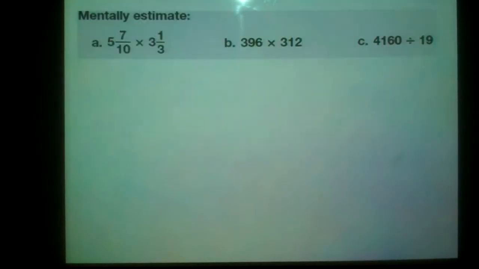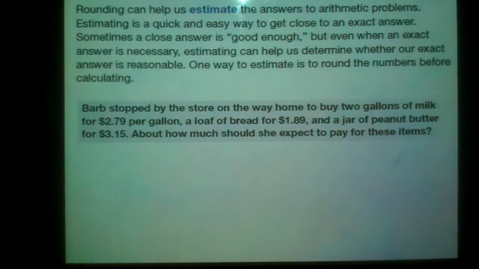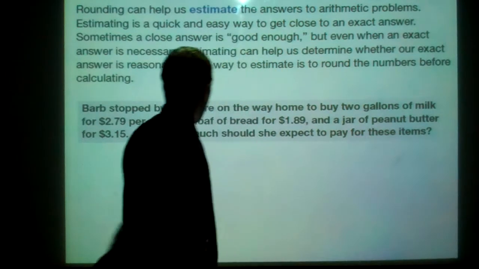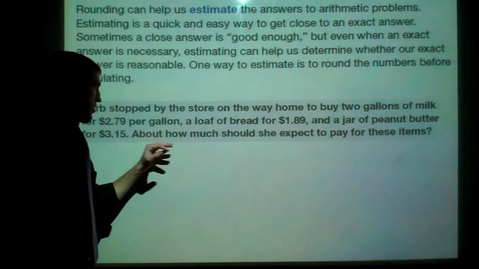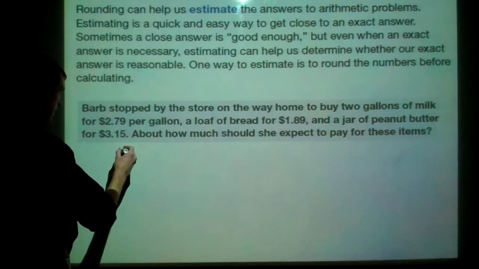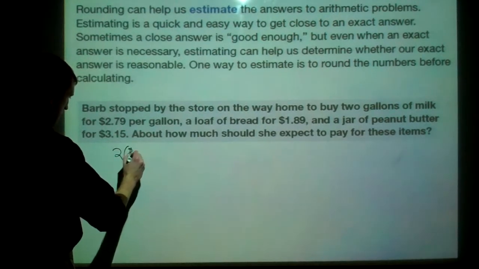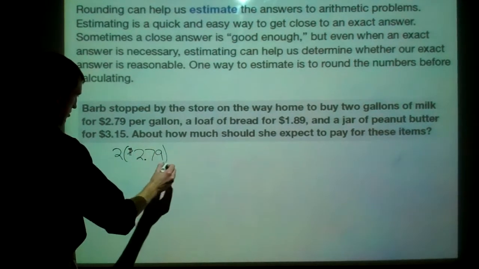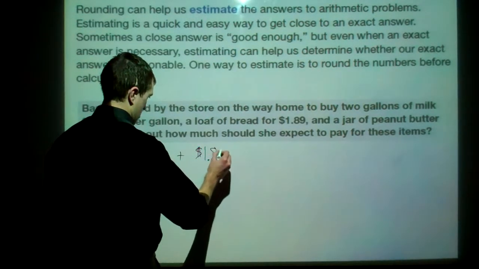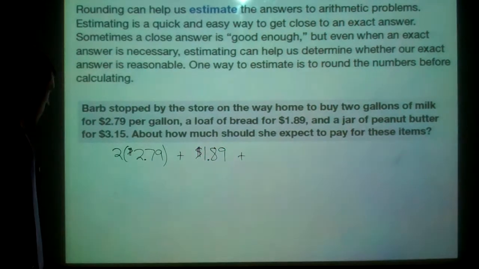So if we look at this here, it says Barb stopped by the store on the way home to buy 2 gallons of milk for $2.79 per gallon, a loaf of bread for $1.89, and a jar of peanut butter for $3.15. About how much should she expect to pay for these items? I use this all the time when I'm shopping so that I can determine about how much money I'll be spending. So she's buying 2 gallons of milk at about $2.79, plus a loaf of bread for $1.89, plus a jar of peanut butter for $3.15.